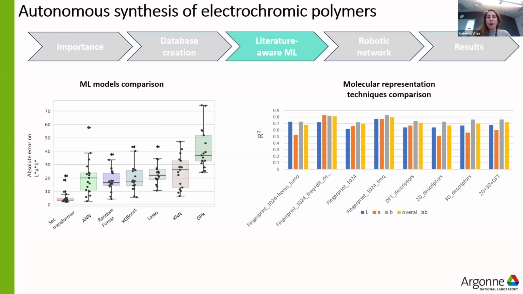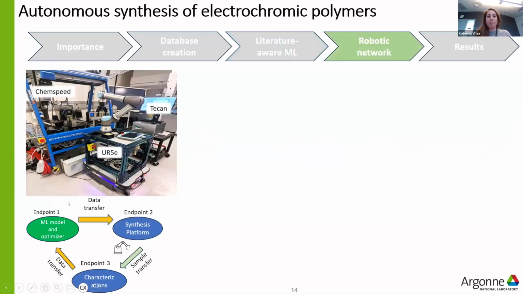By training this model on literature data, we tested several architectures and compared it with several other models that can be used so far, and it outperforms them. We also tested several features, either to include electronic features or just structural features like fingerprints. We selected the fingerprint that works the best and the model that works the best, and then we use that as a guide for our autonomous experiment.